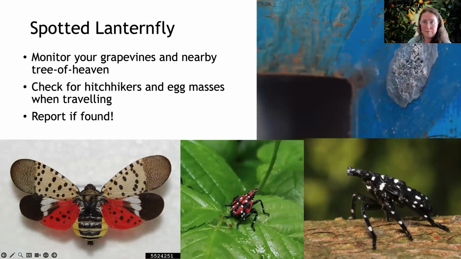Both tree of heaven and grapevines are good plants to monitor for spotted lanternfly, so keep an eye out if you're growing grapes in your garden. When traveling, especially through spotted lanternfly infested regions, check your vehicles and personal items for hitchhiking pests like spotted lanternfly, adults and nymphs, and their egg masses, which you can see in the photo to the right here on a blue dumpster. If you do spot spotted lanternfly in California, please report it to CDFA right away.